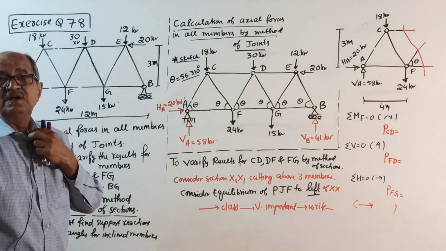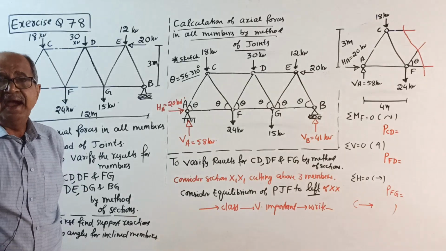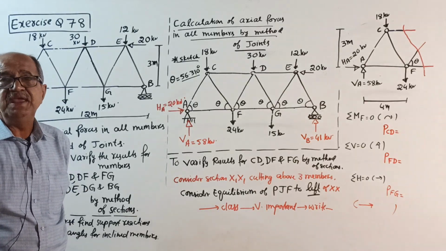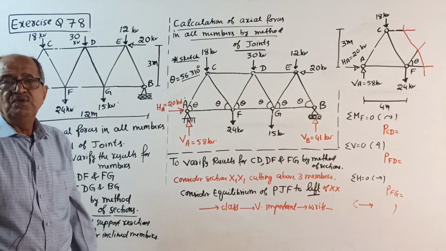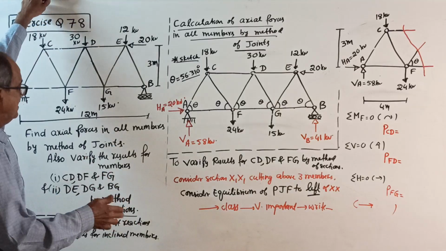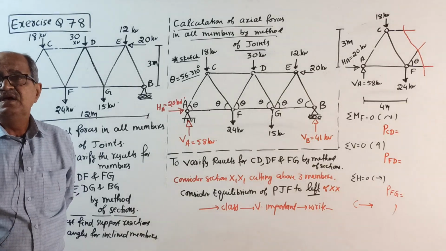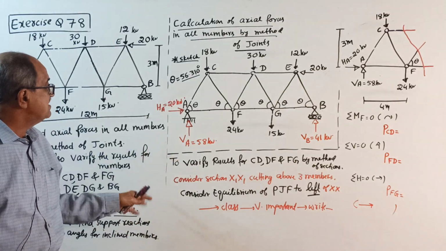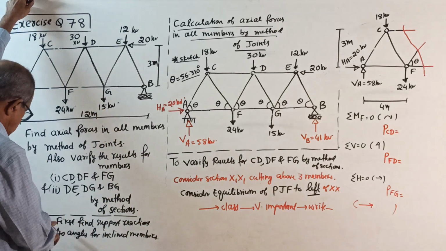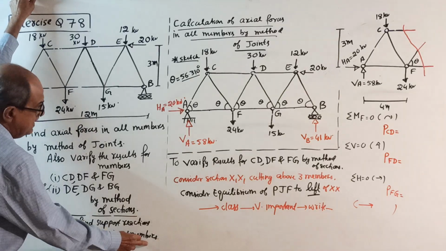Make a note, this type of question is very popular in academic examinations, especially in BE, where they give a full question. Suppose it is a 20 marks question, for method of joints they will allot around 14 marks, and 6 marks for the checking. Okay, anyway, class, first find support reactions and also the angle for inclined members.